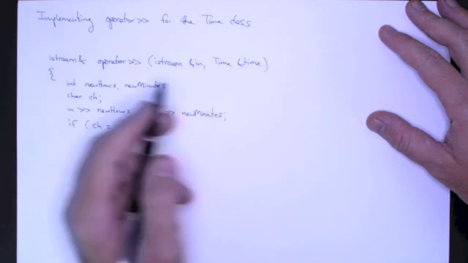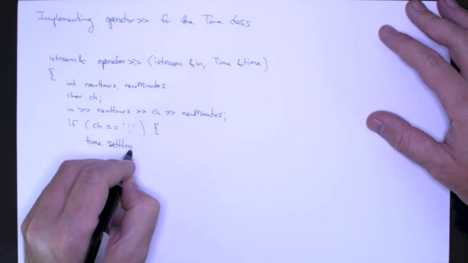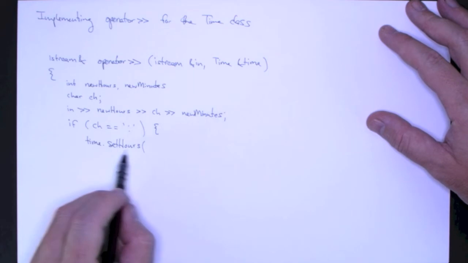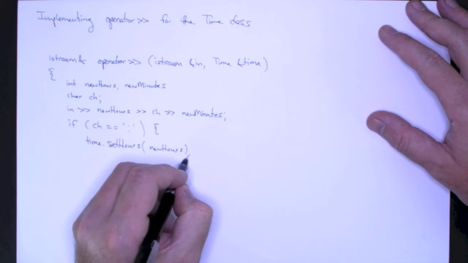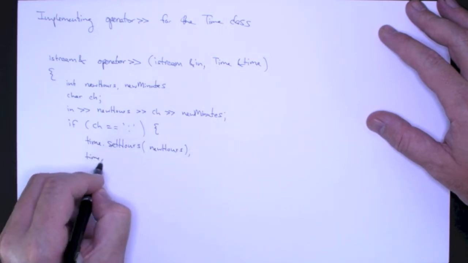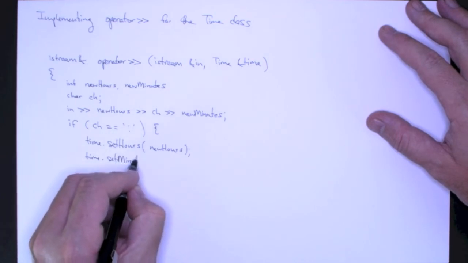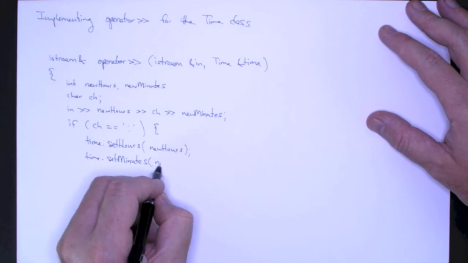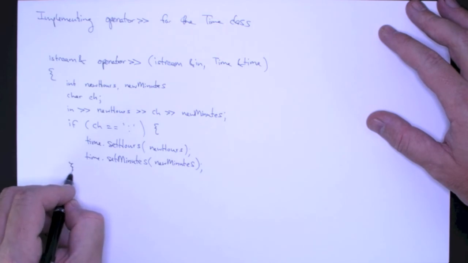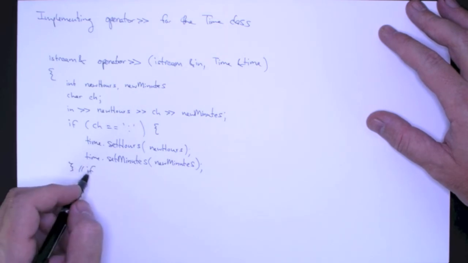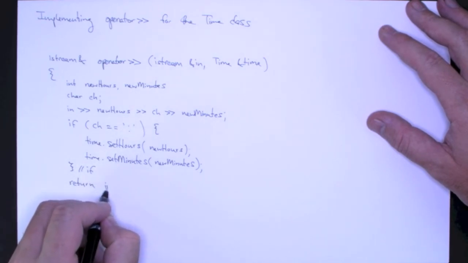Well, what we can do now is pass the integer we read into set hours, and we can pass the minutes we read into set minutes. Just like that. And if this succeeds, then we can return our input stream.